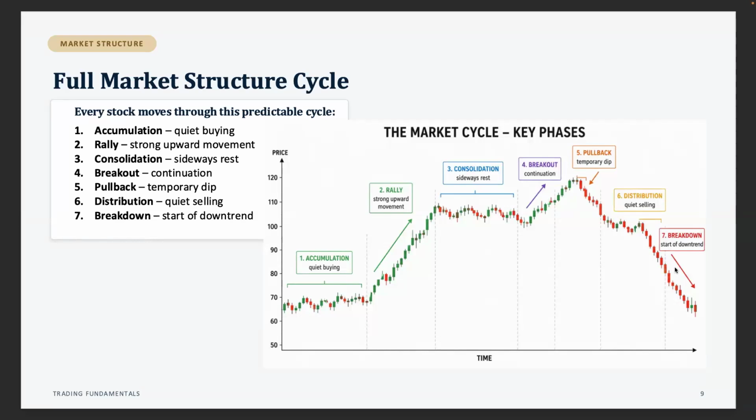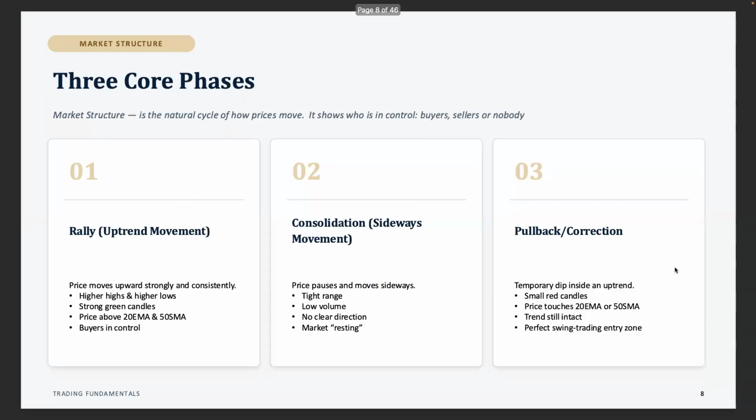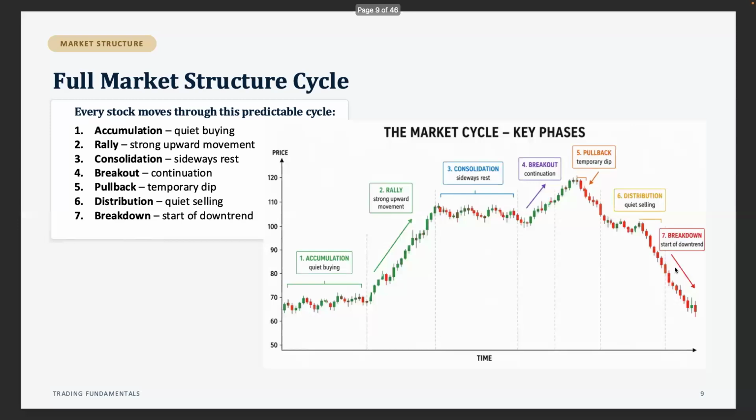So you can describe your market structure in terms of phase, or you can describe it in terms of cycle. When you are talking about the structure of a particular stock, you can tell us whether it is in accumulation stage, it is in rally, it's consolidating, it has a breakout, there is a pullback, there's a distribution ongoing in the market, or there's a breakdown.